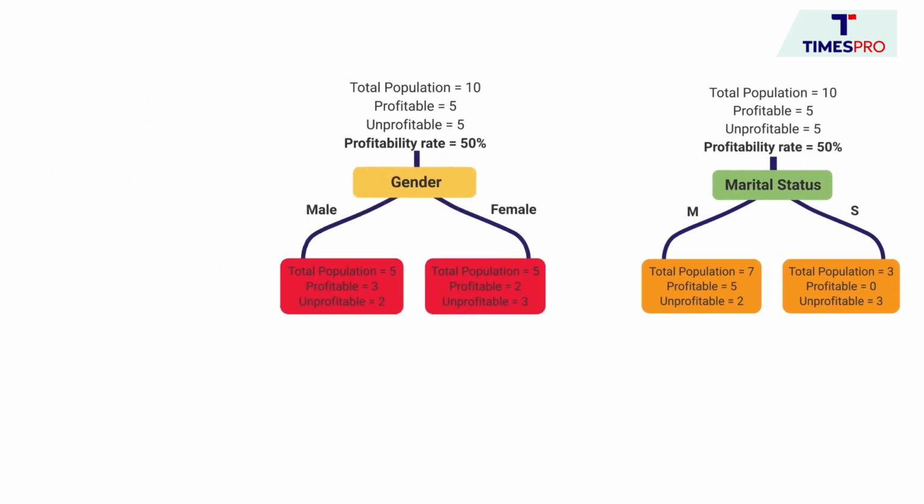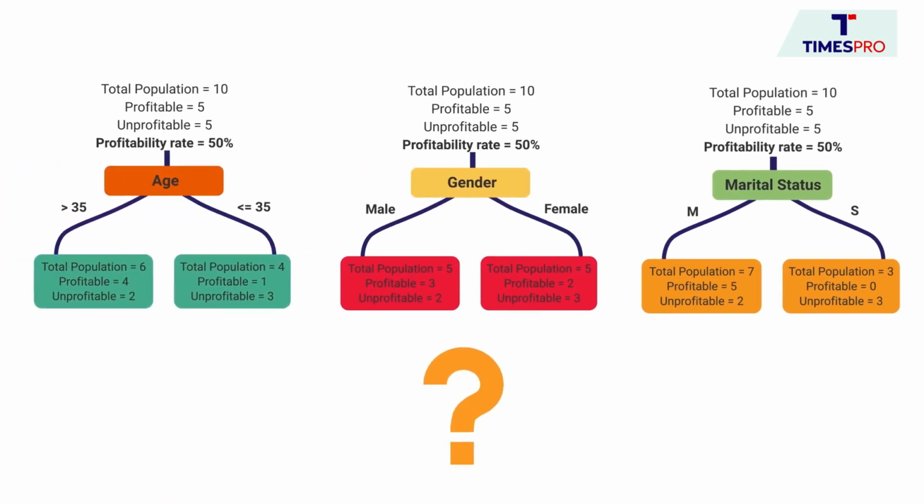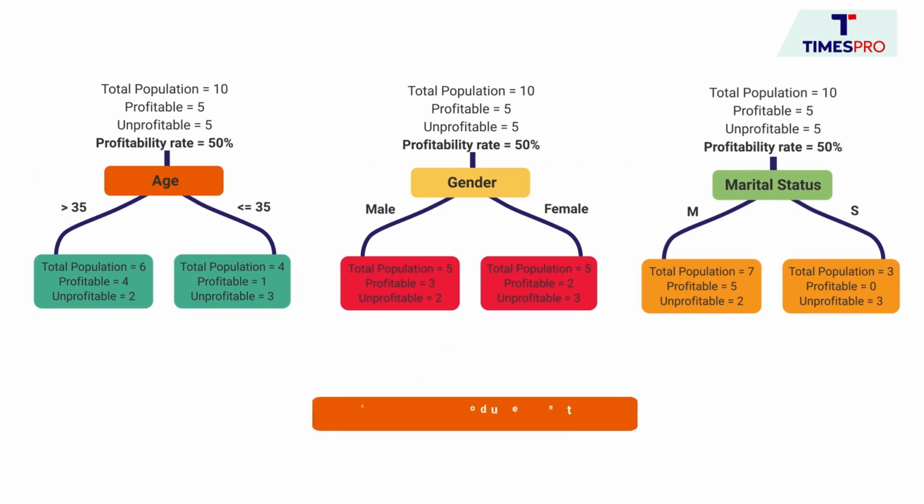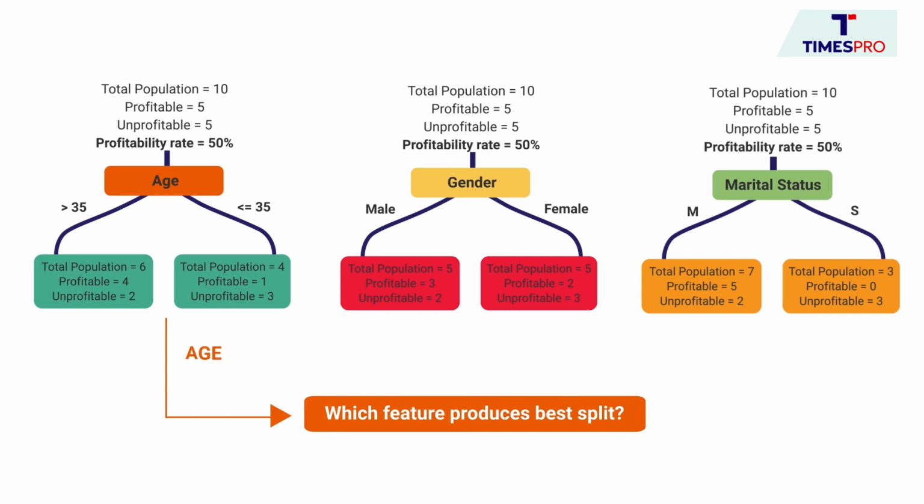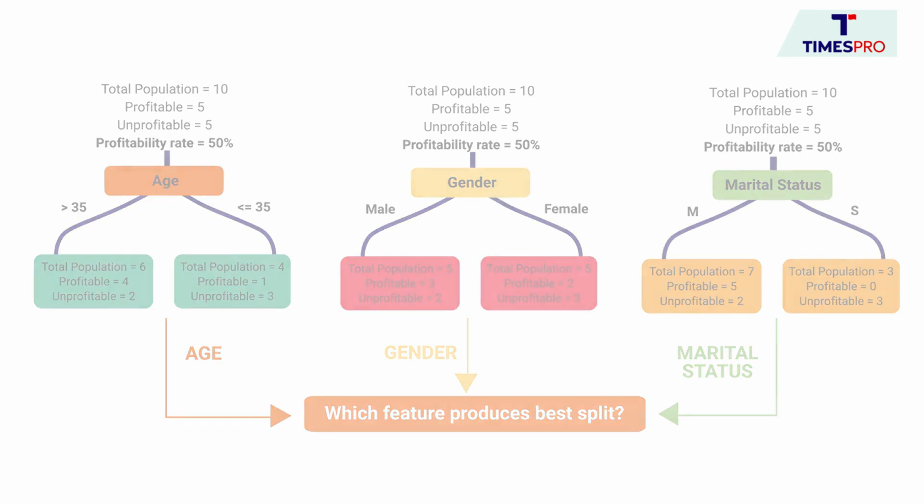Now, the question is which among the 3 features to be used to start splitting the tree? Which feature produces the best split, whether it is the age or the gender or the marital status? Among these three features, we would need to figure out the feature which results in the best split.